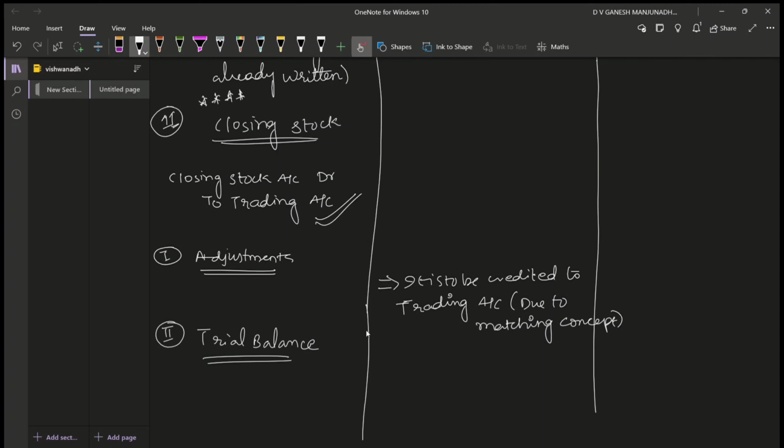due to matching concept, and it is also to be shown as it is a stock, that means goods.